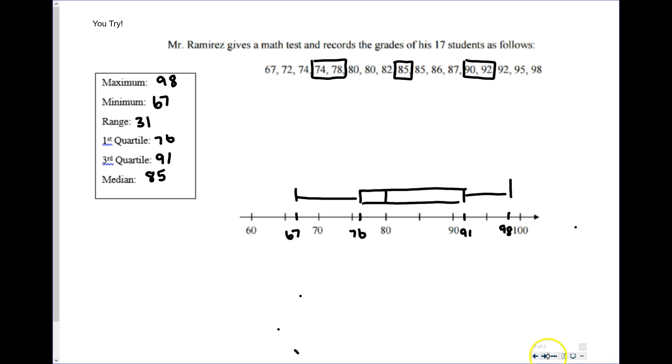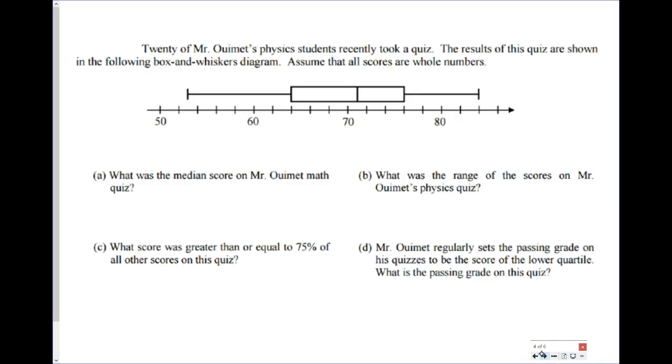So I want to talk a little bit about reading them and what information we can get from a box and whisker plot. So 20 of Mr. Ume's physics students recently took a quiz. The results of this quiz are shown in this box and whisker diagram. Assume that all scores are whole numbers. So we're given this diagram. We're not given any specific data points. So let's take a look at these questions.